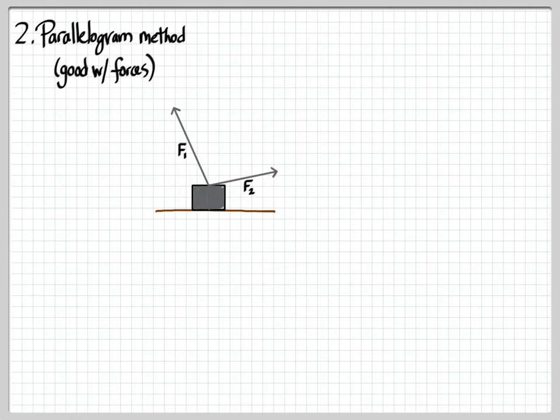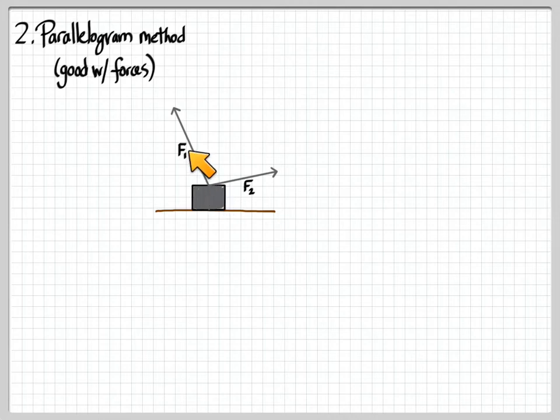So notice I already have them drawn sharing tails now. So this is not tip to tail adding. We're going to go like this and then go like this. But you'll see it amounts to the same exact thing. So what I do for the parallelogram method for adding vectors is I have them tail to tail like this, like I'm pulling on this block, and so I put both forces with the same tail.